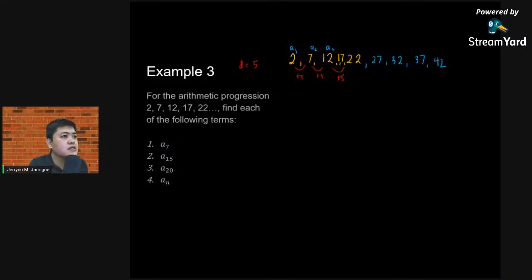This is A sub 4, A sub 5, A sub 6, A sub 7. So, A sub 7 is 32. Thank you. 32. Paano kung A sub 15 na? Balik sa question. 15, 20, 99. Okay, kunyari hindi siya, pero possible naman, pero sobrang haba nung i-add natin.